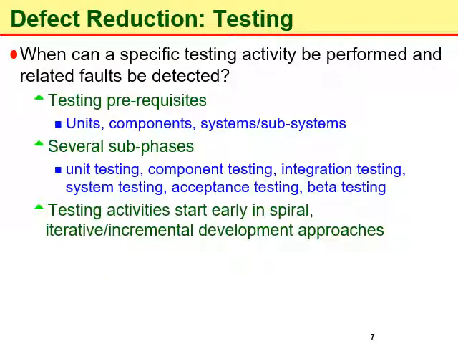Regarding testing, it is also important to discuss when a specific testing activity can be performed and related faults be detected. Because testing is an execution-based quality assurance activity, a prerequisite to actual testing is the existence of the implemented software, units, components, or the systems that are to be tested, although preparation for testing can be carried out in the earlier phases of software development.